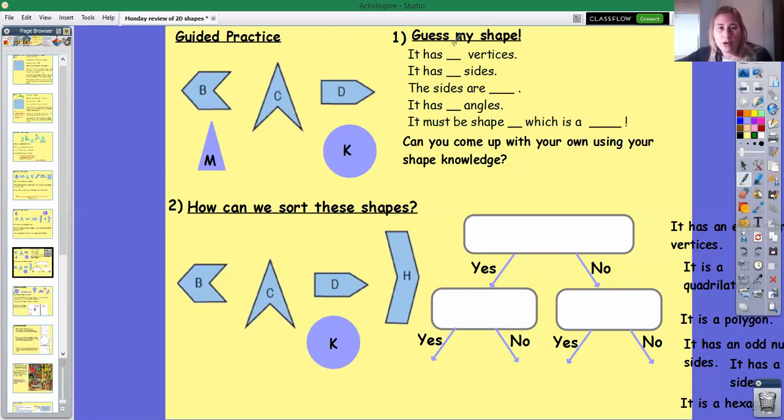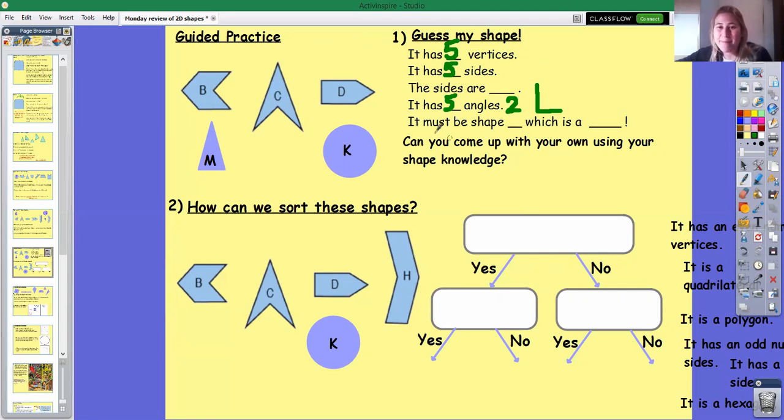So it has got 5 vertices. It has got 5 sides. I'm not going to tell you if they're equal or not equal. It has got 5 angles, but I'm going to go a bit deeper with that. I'm going to tell you that it actually has got 2 right angles. So if I just draw a little right angle there, 90 degrees, it's got 2 right angles. So can you guess my shape? 5 vertices, 5 sides, 5 angles, but 2 of them are right angles.